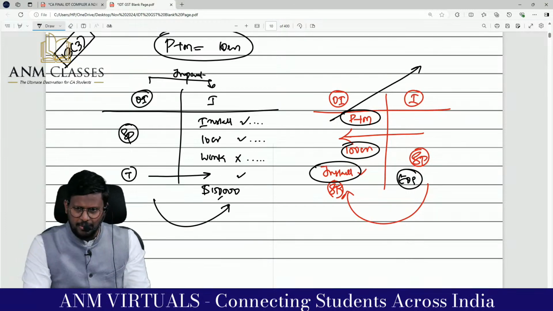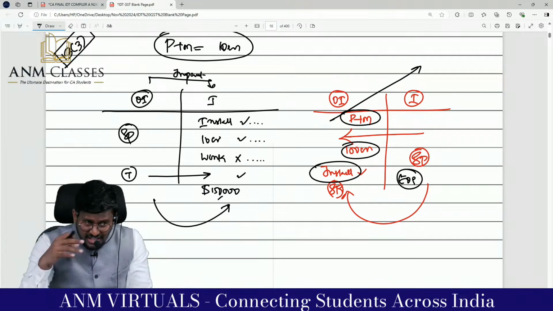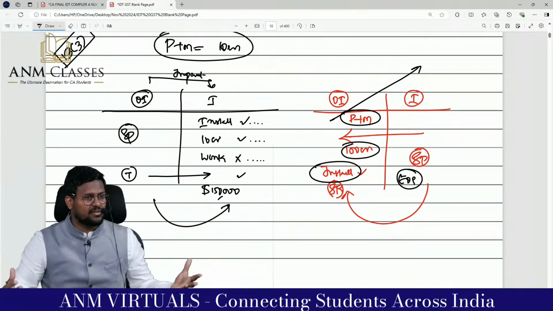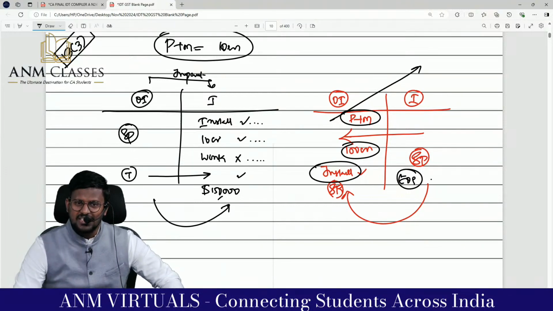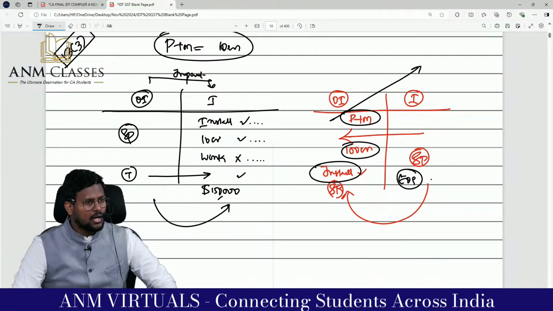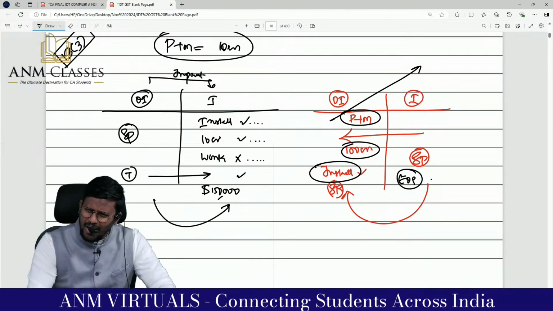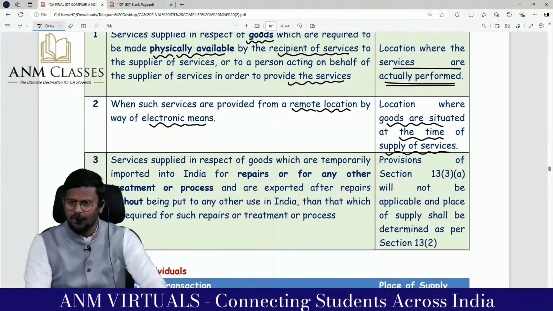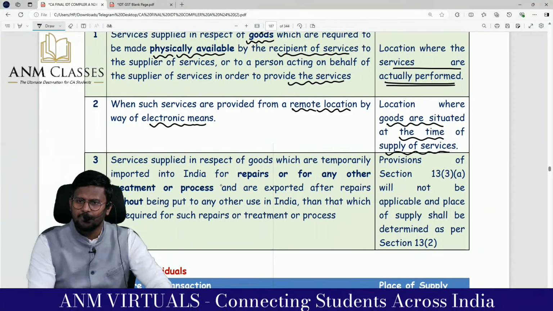What is the place of supply? What are the wordings? Location of such goods at the time of providing the service. Because service provider where is he, service recipient where is he, outside India. This is an export of services. We don't want GST. Are you all really with me? So location where the goods are situated at the time of supply of service.